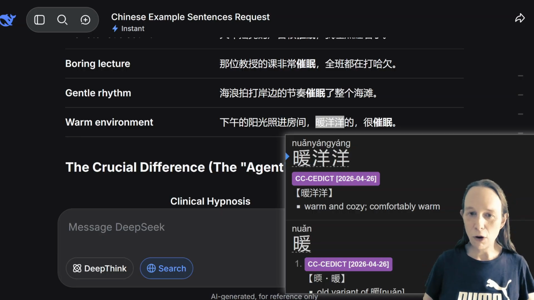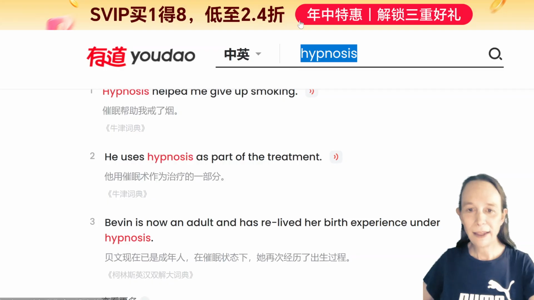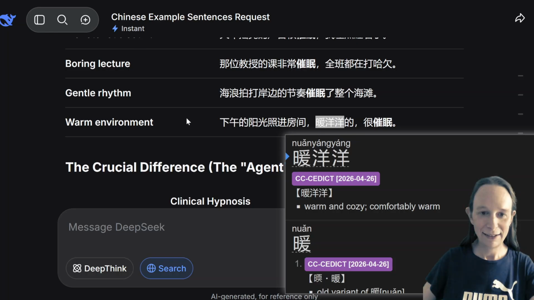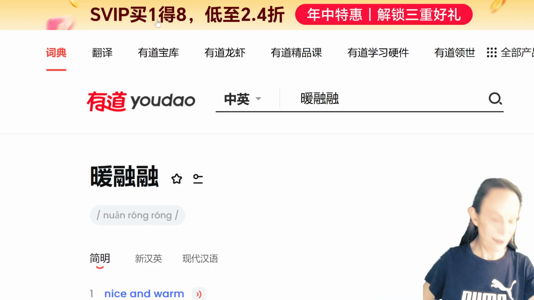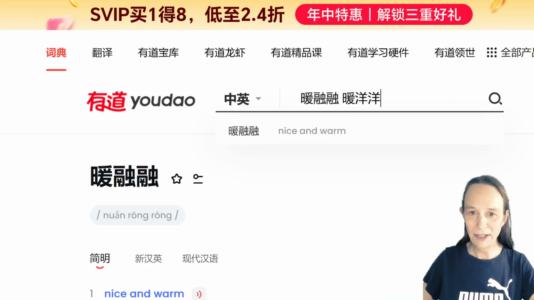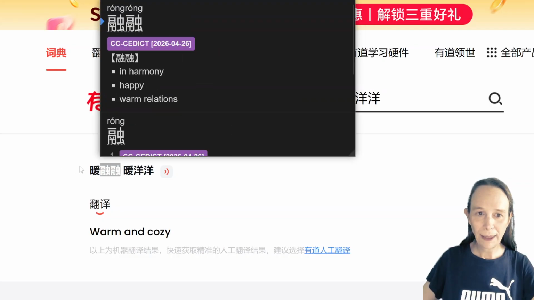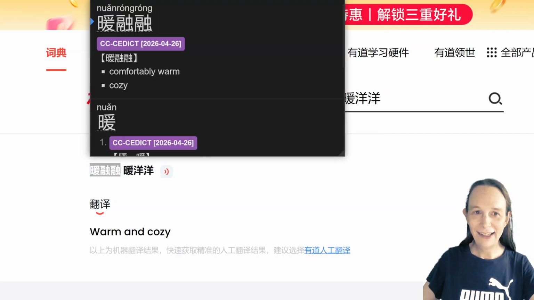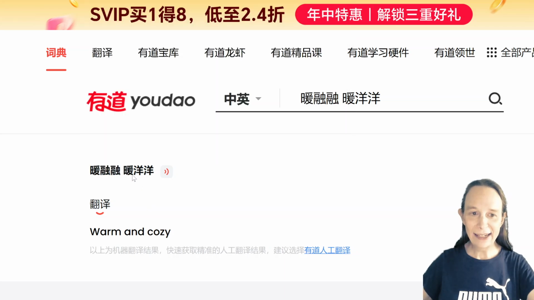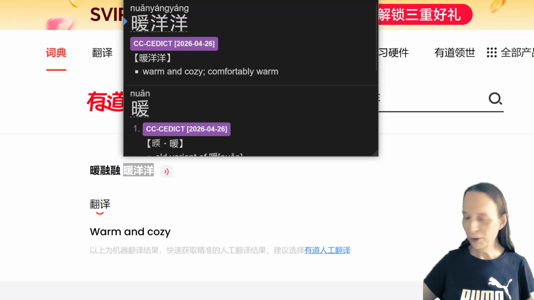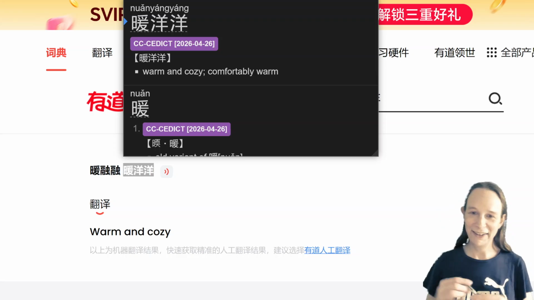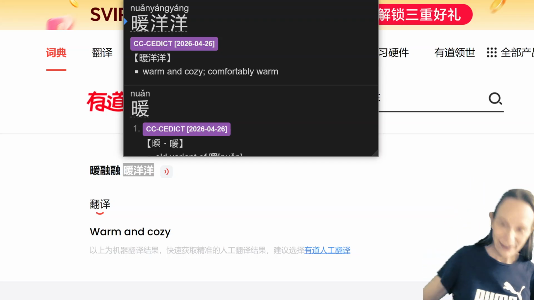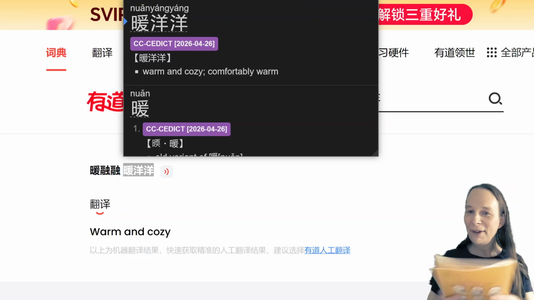They use 暖融融. Is it the same? 暖融融. Hang on. So yeah, that's the one in the book, and this is the one the AI came out with. Comfortably warm, cozy. Yeah, very, very similar. Nuan rong rong. So let's add nuan yang yang to the dictionary. I call it a dictionary. It's not a dictionary. Nuan yang yang. All right, one second. All right, I added that one.